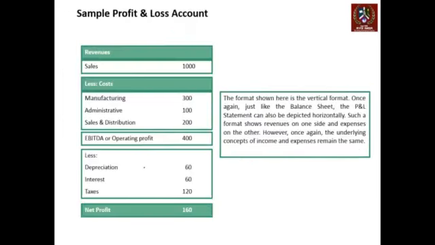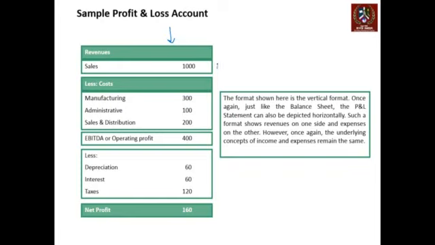Let's look at a sample P&L statement. Typically, you can show it horizontally, and some geographies show it vertically. Most of the geographies show it vertically like this, top to bottom. Some geographies show it horizontally as well, where revenues are on one side and expenses are on the other side. Concepts remain the same.